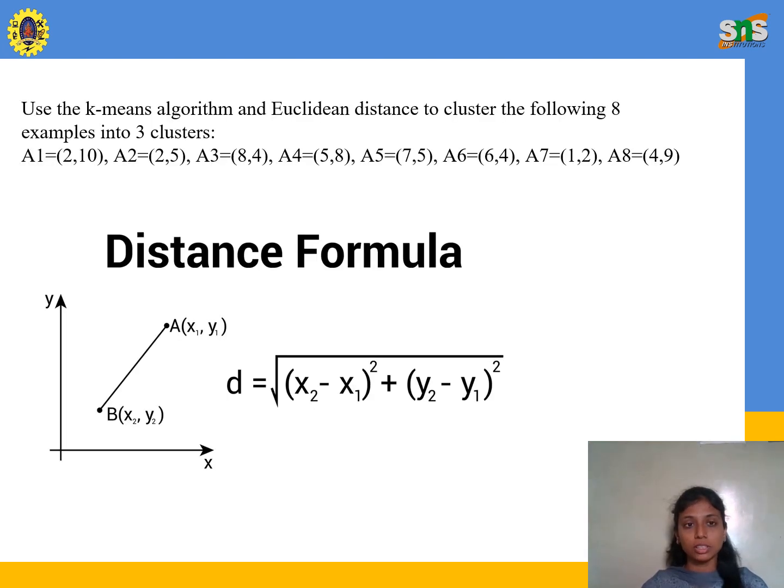We have the question: use the K-means algorithm and Euclidean distance to cluster the following 8 examples into 3 clusters. As we can see, we have 8 data points, A1 to A8, with their values. As instructed, we have to use the Euclidean distance formula. The distance D is equal to the square root of (x2 minus x1) the whole square plus (y2 minus y1) the whole square. This is basically the distance between A and B, as we have seen in the figure.